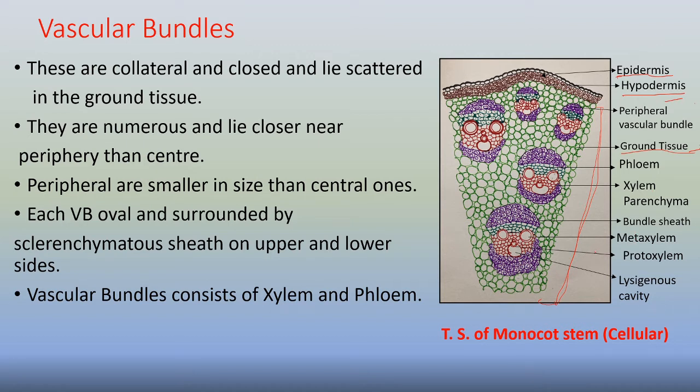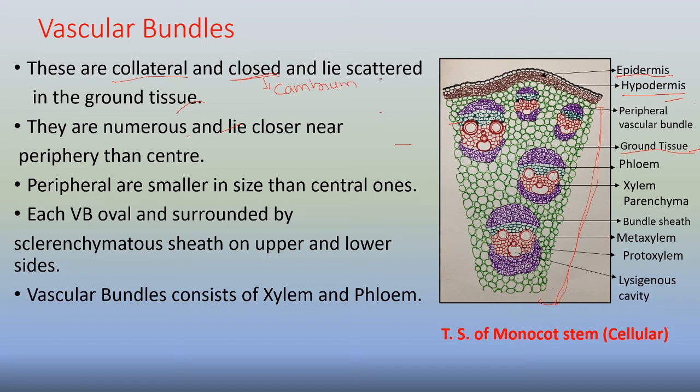Then the next part is the vascular tissues, and as they are present in a single bundle, we call these vascular tissues the vascular bundles. Now, what do the vascular bundles consist of? They consist of xylem and phloem tissue. Now, what is the nature of the vascular bundles? You can see here the vascular bundles are collateral and closed. What is the type of the vascular bundle? You can see here they are collateral in nature and they are closed. What is the meaning of closed? Closed means in this case the cambium is absent.